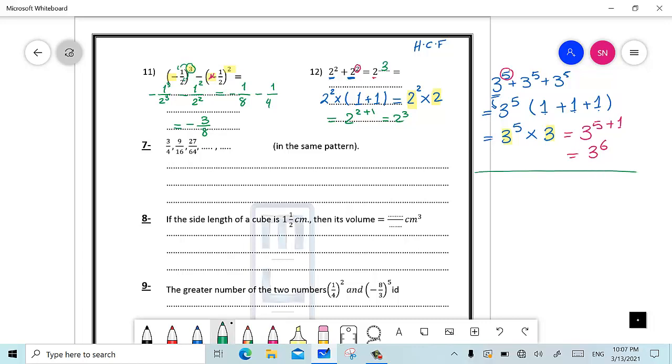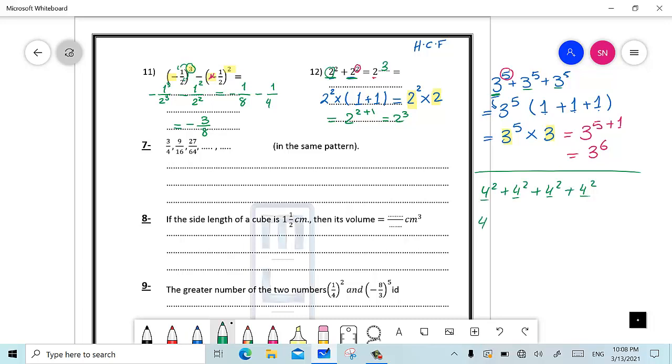Taking another example, if I have 4 to the power of 2 plus 4 to the power of 2 plus 4 to the power of 2 plus 4 to the power of 2. As you can see here, I have the base as 2 and the number is repeated, added, 2 times. I have here the base as 3 and the number is repeated 3 times. And I have here the base as 4 and the number is repeated 4 times.